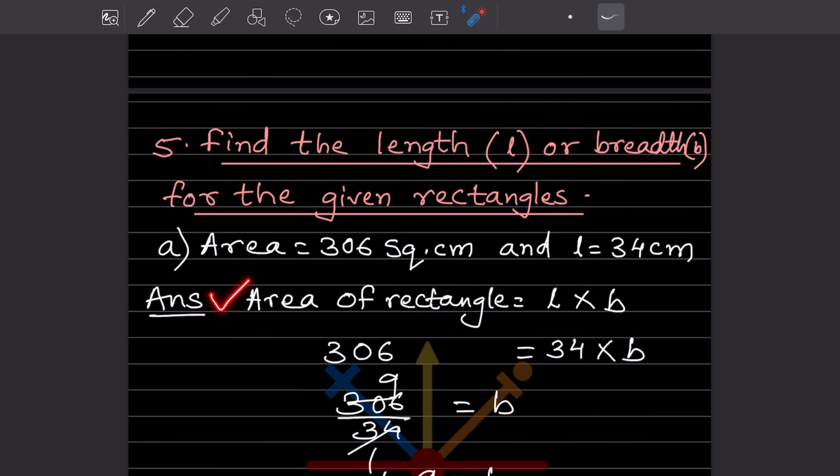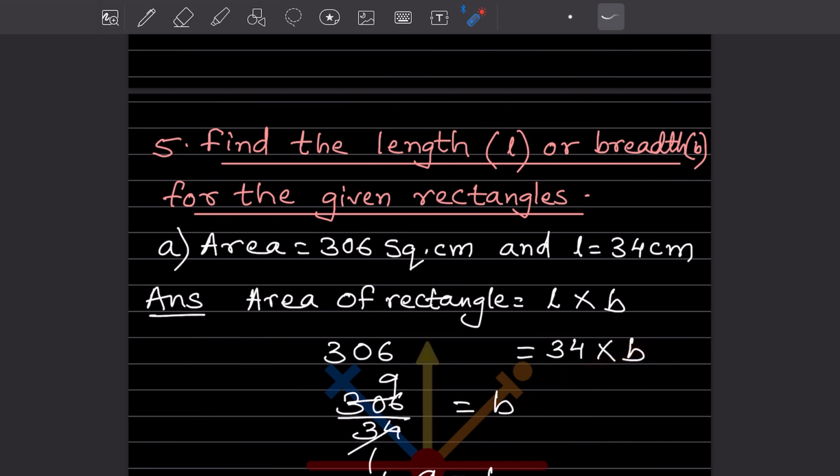So first thing you are going to start with the formula, that is the area of rectangle, that is length into breadth. So here you will write 306, which is given. Length is given here, 34, so you will write it over here. You don't know the breadth. So 306 goes over here, and 34 goes in the denominator because it changes place. And this is B as it is over here.